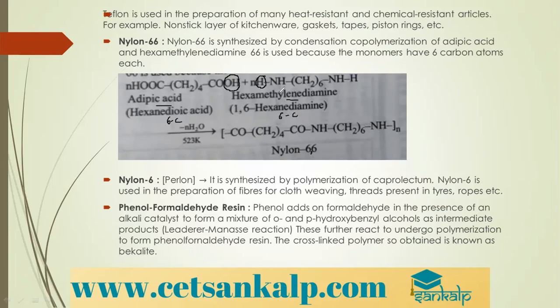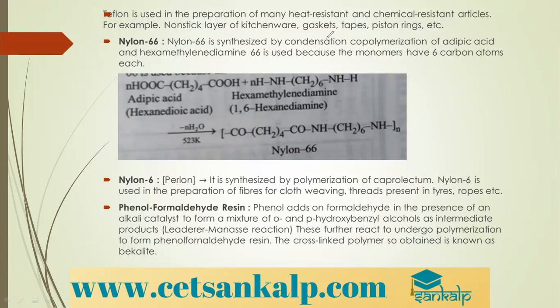Okay. So next, nylon 6, which is also called Perlon. It is synthesized by polymerizing caprolactam. Caprolactam has 6 carbon atoms. Therefore, it has the term nylon 6. Nylon 6 is used in the preparation of fibers, cloth weaving, threads present in tires, ropes, etc.